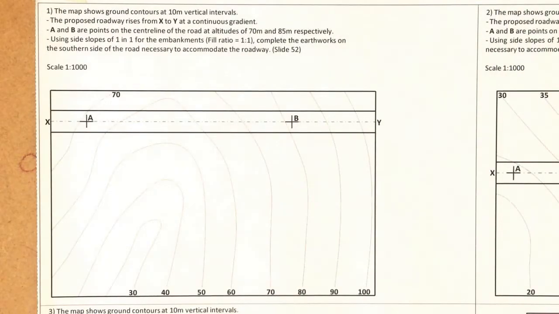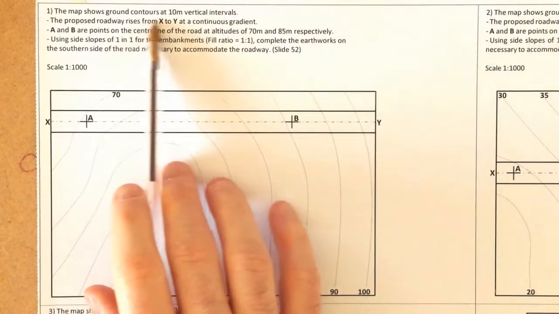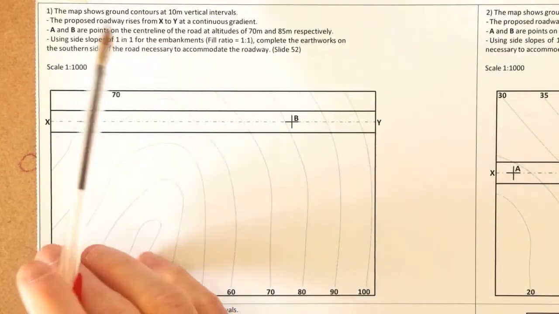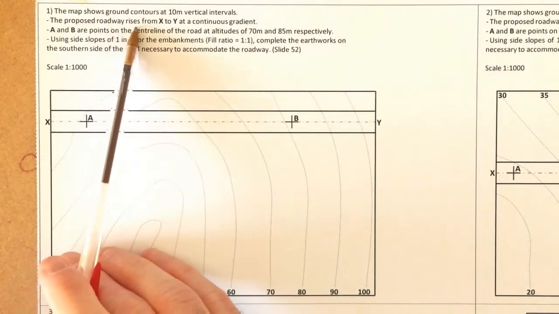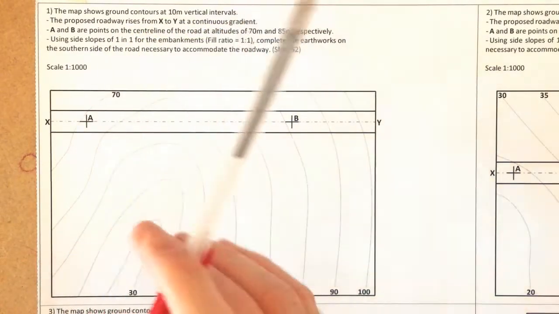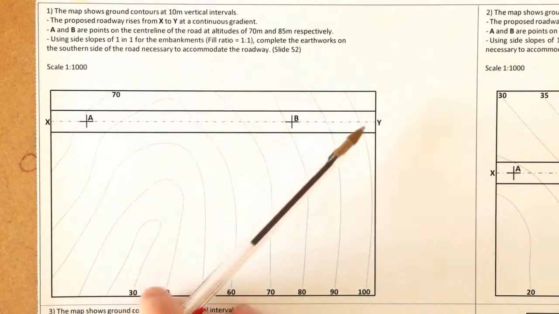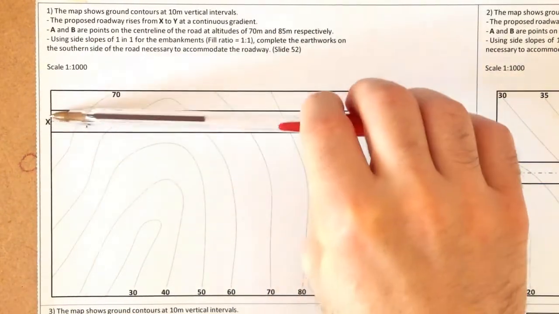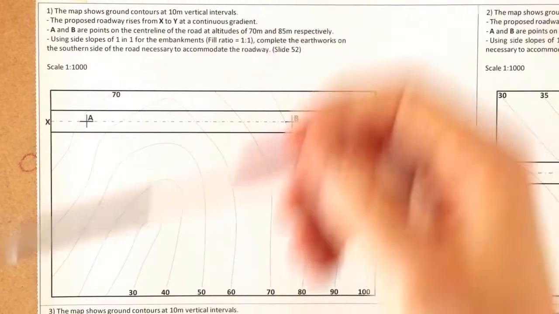So for question 1, it states the map shows ground contours at 10 meter vertical intervals, so that's the distance between our contours, 30 to 40, 10 meters difference. The proposed roadway rises from X to Y at a continuous gradient. So you can see here with X here and Y here, what they're saying is the roadway is not level anymore. It's actually rising, which basically means it's going up at an angle.